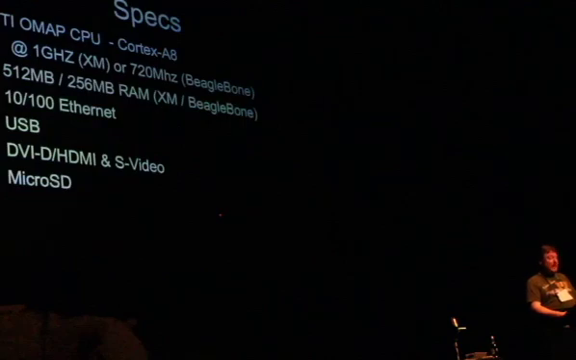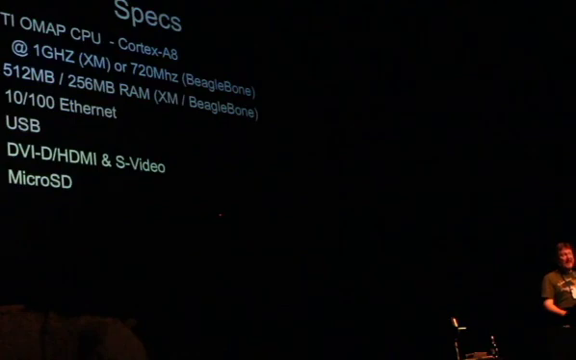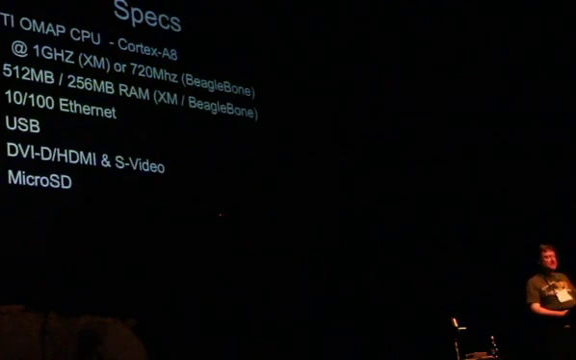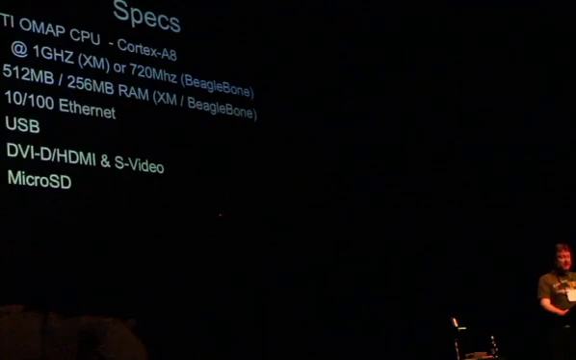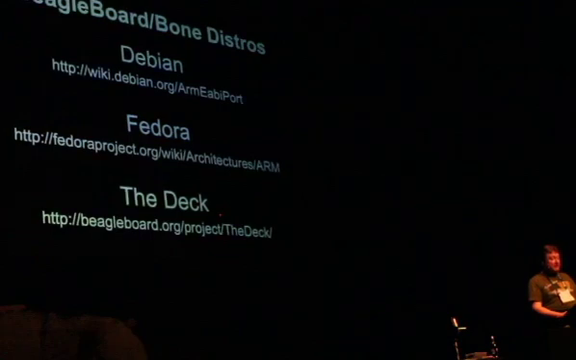The XM is a 1 GHz single core Cortex A8. That's a whole lot of processor right there. You can do a lot with that. The BeagleBone is 720 MHz, which is still pretty decent, and it's a very capable board.